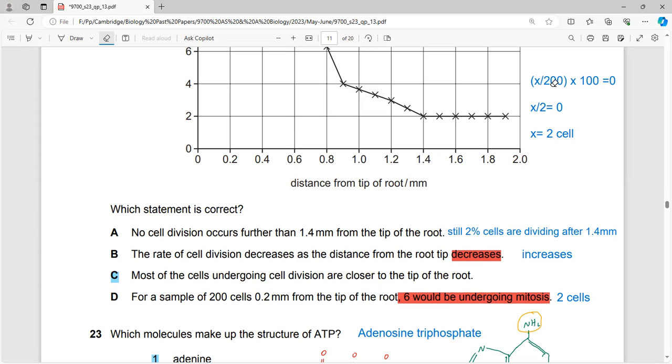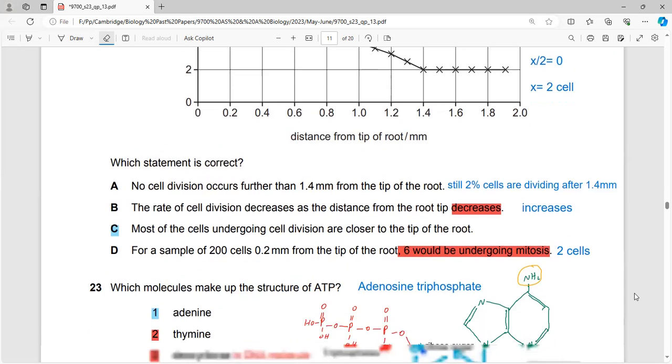That's 100 divided by 200. This will become x divided by 2. The 2 is dividing, on the other side it will multiply, and we'll get 2. So it means that at least 2 cells are present. Or without calculation, you can directly get the idea: at the point 2, you can see that there are 2 cells. So what about 6 undergoing mitosis? So the word "6" is wrong here. So C is our correct option here.